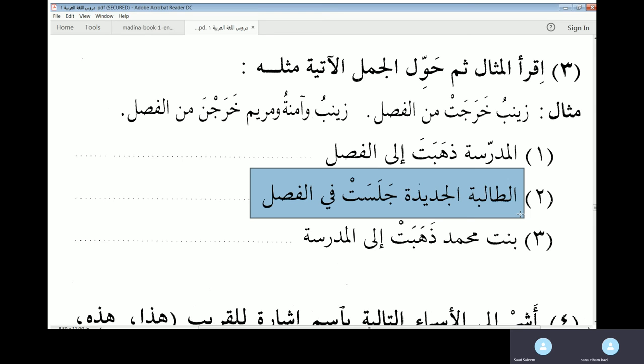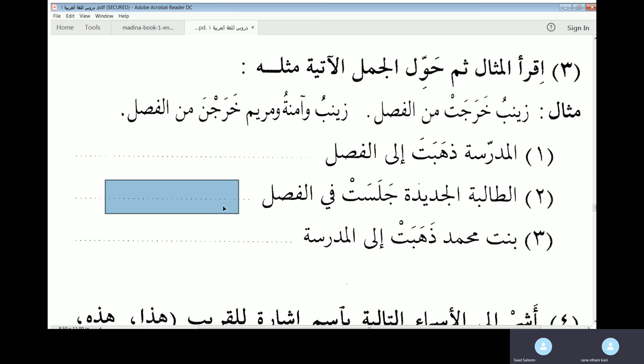At-talibatu al-jadidatu jalasat fil fasli. The new female student sat in the class. Plural of this is at-talibatu al-jadidatu, jalasna fil fasli.